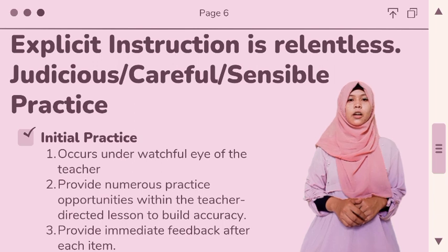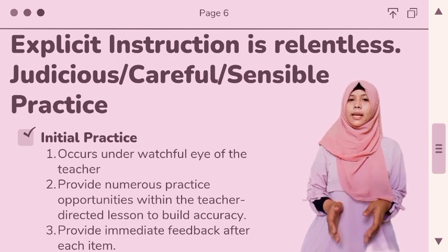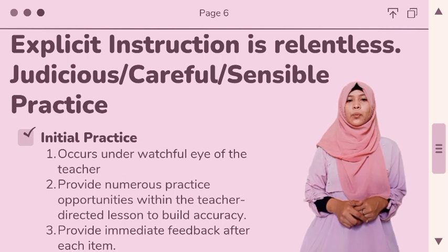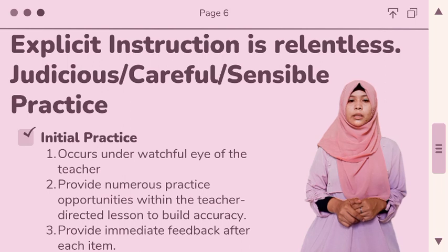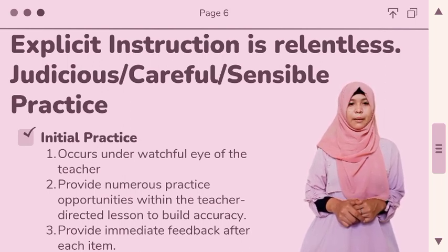Another characteristic of explicit instruction is that it is relentless. Relentless means judicious, or careful or sensible practice. Here is how it is. We have here initial practice. This practice occurs under the watchful eye of the teacher. He needs to provide guidance and scaffolding to the learners. It also provides numerous practice opportunities within the teacher-directed lesson to build accuracy and provide immediate feedback after each item.